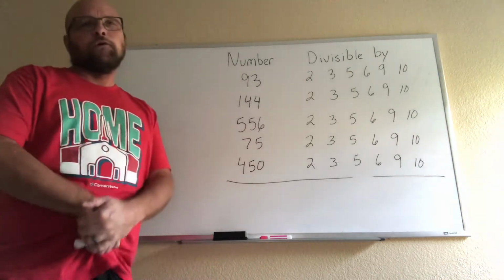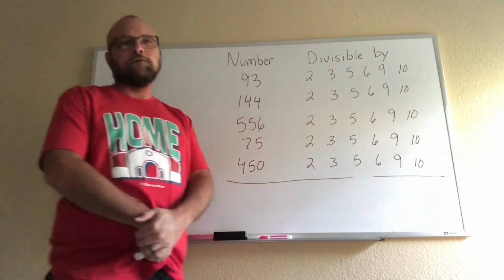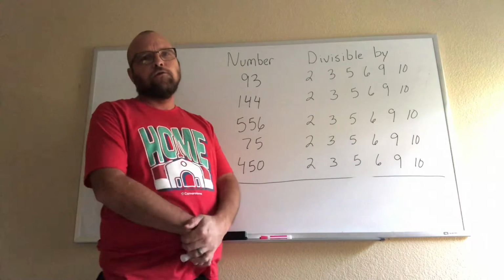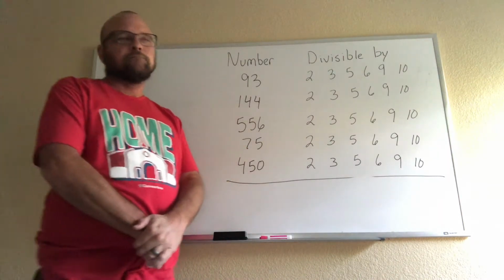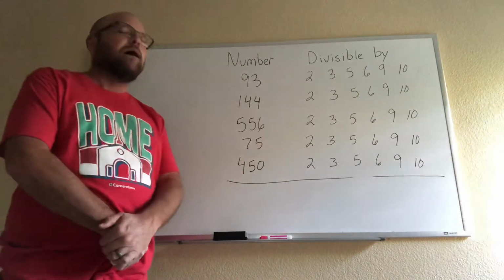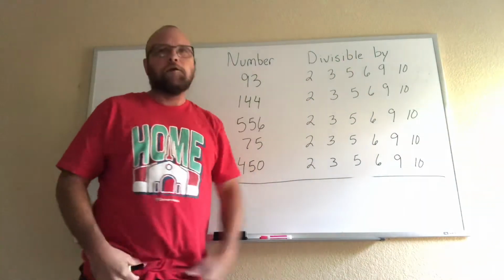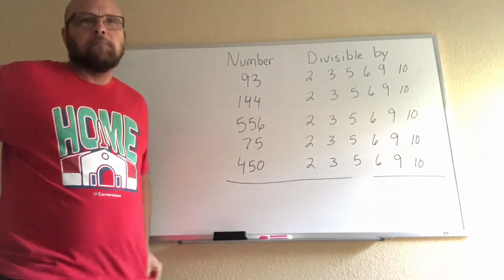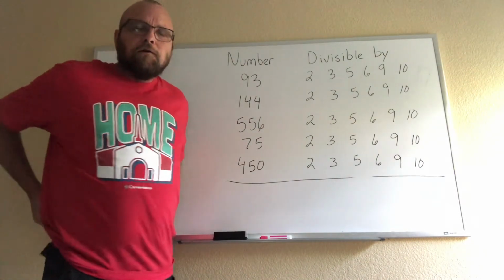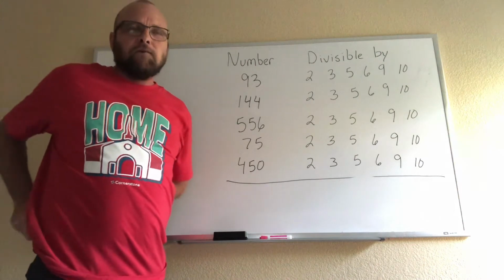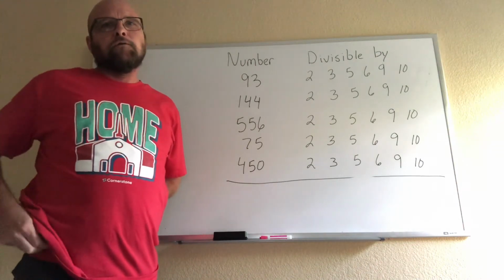I'm going to go through it. I'm going to talk through the divisibility rules, and you're going to watch and fix your paper if you need to. I'm not doing the divisibility rule for 4 because I don't care about it. You don't have to know it, so you can cross out that whole column if you want. We're not doing the divisibility rule for 4.